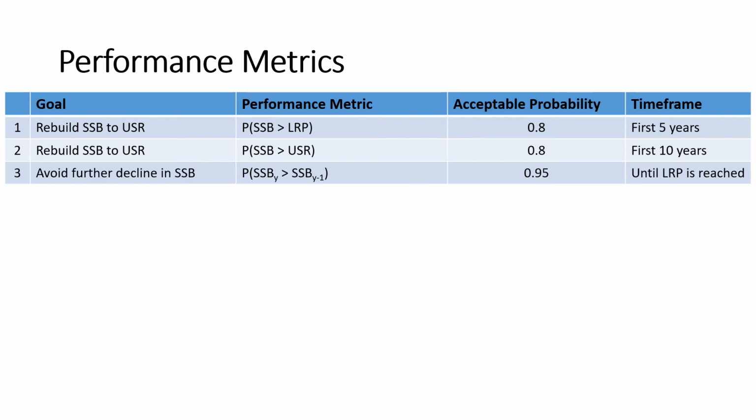The second management objective is to prevent further declines in the spawning stock biomass. The performance metric corresponding to this goal calculates the probability that the biomass in each year is larger than the previous year. This is calculated for all years until the biomass first reaches the limit reference point. This PM has an acceptable probability of 95%, meaning that MPs that have greater than 5% probability of the biomass declining are not considered acceptable options.